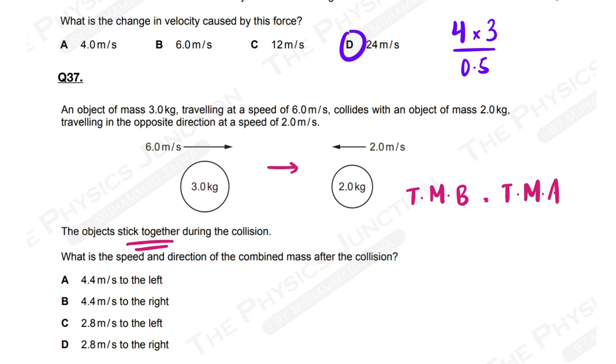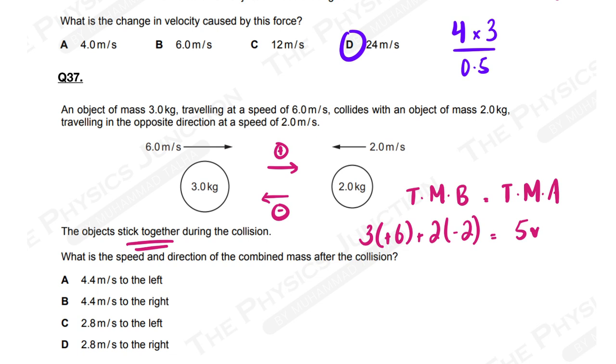Again, sign convention: right is positive, left is negative. So total momentum before is 3 times positive 6 plus 2 times negative 2. This would equal total momentum after the collision. After the collision, they stick. So it's a 5 kg object and has a velocity of v, right? Now just a general thing, whenever you want to double check your answers as well. So this one, as you can see, would be 3 times 6, which is 18. This is 2 times 2, which is 4. This is to the right, this is to the left.